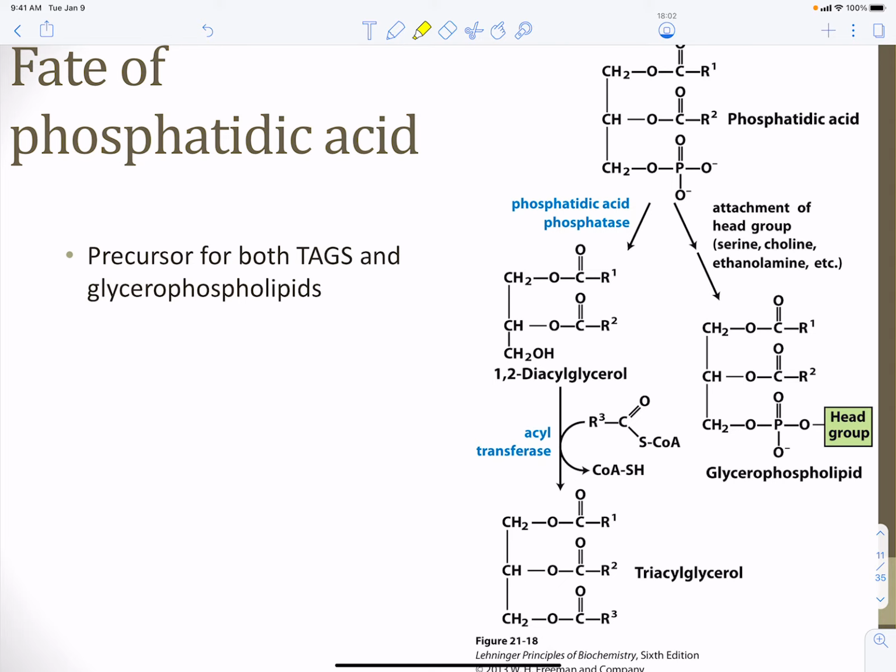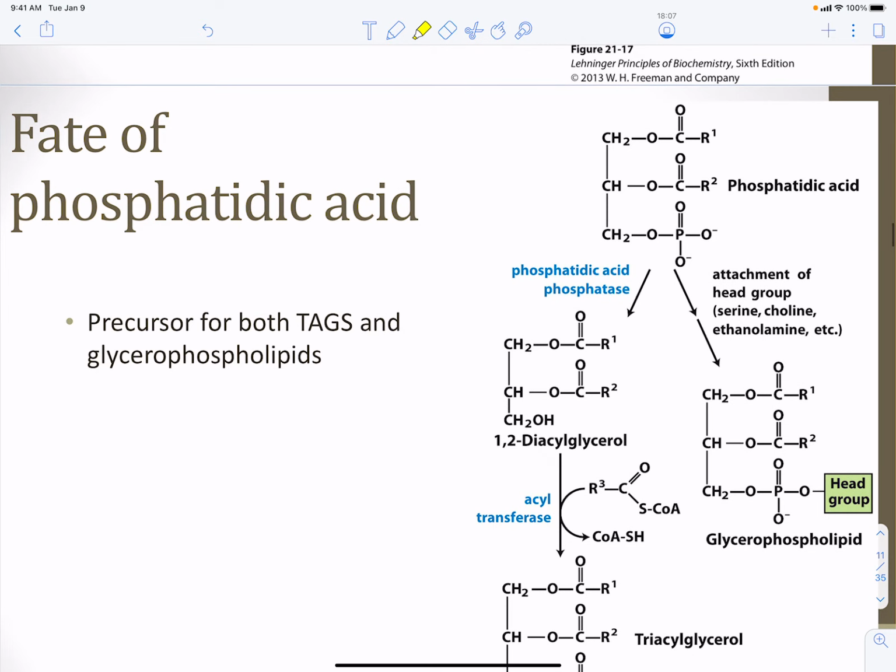Okay, so now what's the fate of your phosphatidic acid? So we have the phosphatidic acid, we have our R1 group, our R2 group, and we have this phosphate group. And so phosphatidic acid is going to be the precursor for both tags, attaching to that third carbon would be another R group, or you can get glycerol phospholipids formed. So the mechanism is going to be different for the different types of head groups you're going to attach. So in the very basic sense, you have a different head group. It could be a serine, choline, ethanolamine, and it attaches to that phosphate, and so you get a glycerol phospholipid.